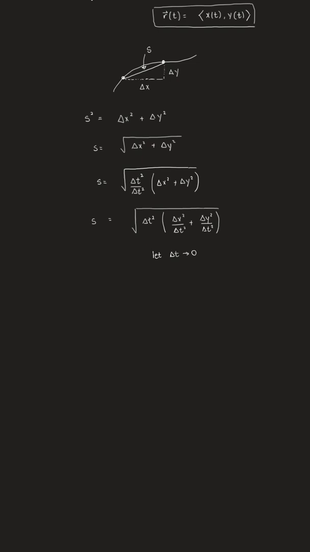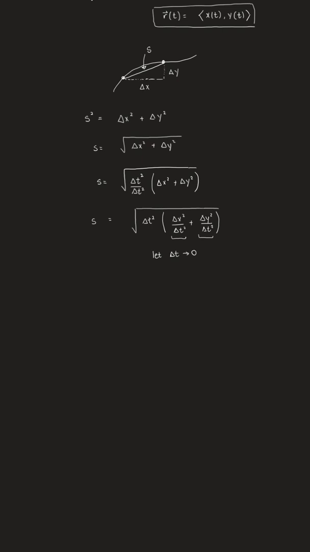So when we do that, and delta t gets really small, we can apply the mean value theorem. It tells us that the quantity delta x over delta t and the quantity delta y over delta t will, at some point in the interval delta t, be equal to the derivative of x and the derivative of y as delta t gets very small. So how are we going to deal with this?